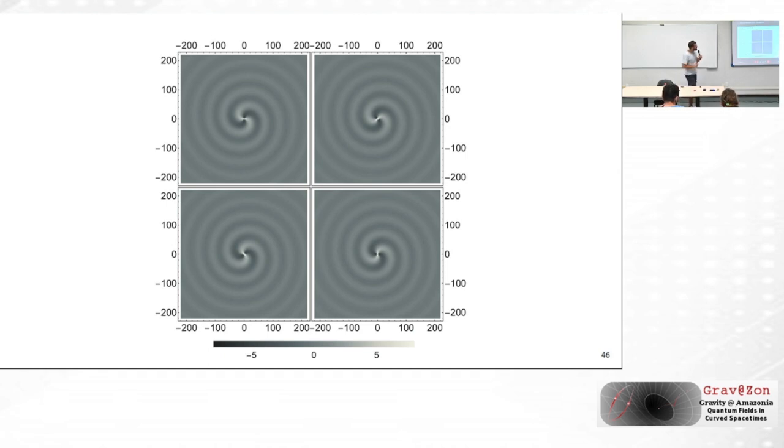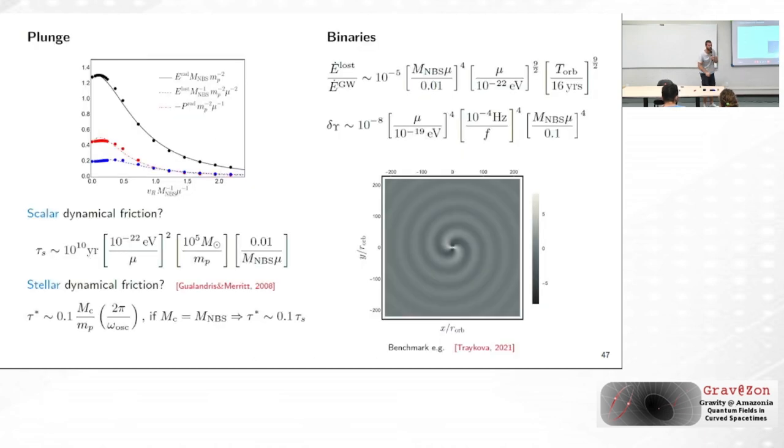This is just a snapshot of what is happening. So we have this binary that is rotating, emitting the quadrupole. This quadrupole is a scalar field. And actually, I think it's also in here.